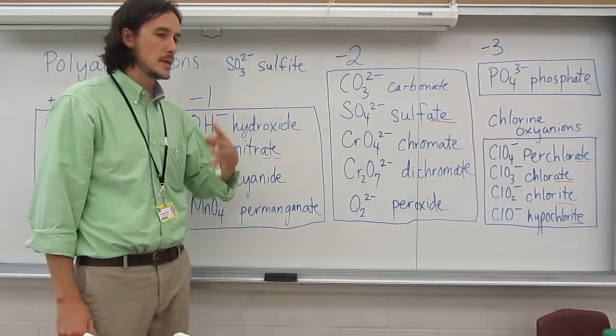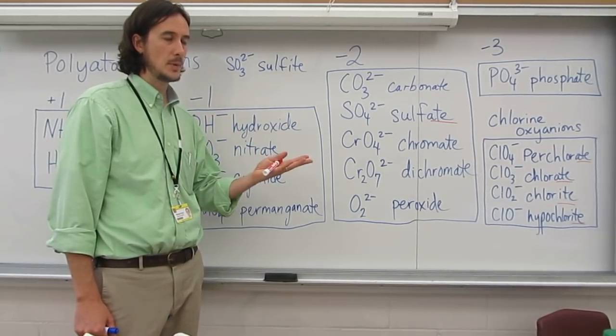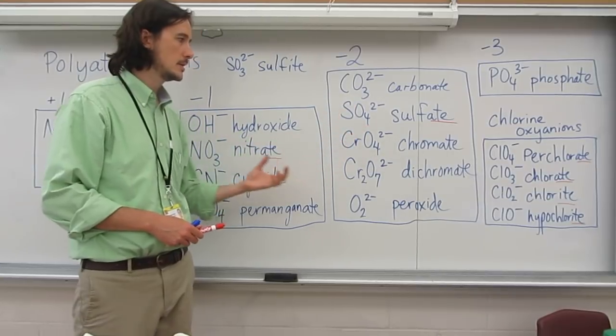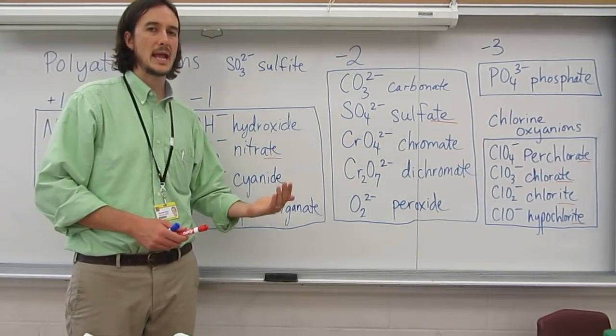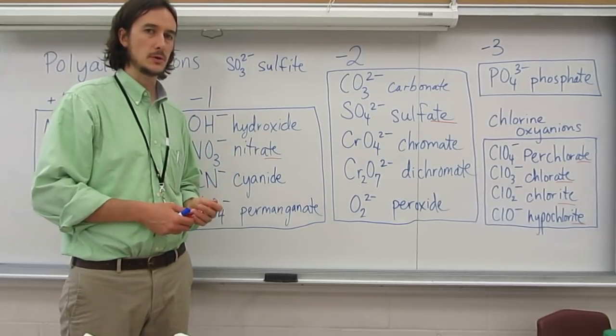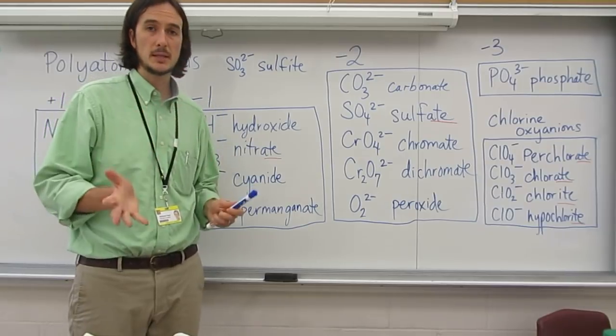So if you memorize the ate forms of the polyatomic ions, like sulfate and nitrate, maybe phosphate, you will then know any ite forms that you come across. Same thing with chlorate and chlorite. So that's just polyatomic ions.